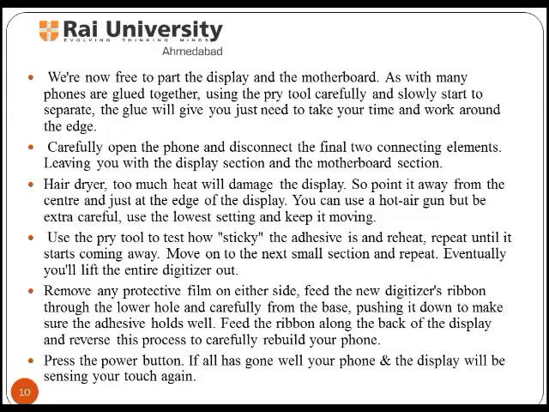Use the pry tool to test how sticky the adhesive is and repeat until it starts coming away. Move on to the next small section and repeat. Eventually, you will lift the entire digitizer out. Remove any protective film on either side, feed the new digitizer ribbon through the lower hole and carefully fit it from the base, pushing it down to make sure the adhesive holds well. Feed the ribbon along the back side of the display and reverse this process to carefully rebuild your phone. Then press the power button. If all has gone well, your phone display will be sensing your touch again.